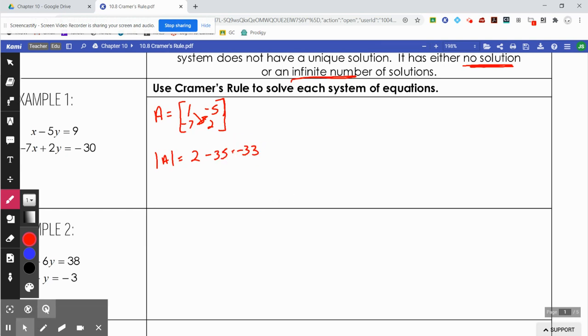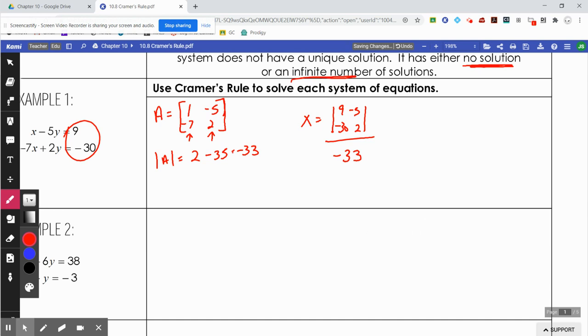That's your determinant. So now your x value, the solution, is going to equal the determinant on top of, okay, here's what you do. Once again, you take out the x column and you replace it with these two numbers, 9 and -30, and then these two stay the same, -5 and 2. And you've already done the bottom. The determinant of matrix A was -33. So the top is down minus up, 18 minus 150. 18 minus 150 is -132 over -33, which is 4. That's the value of x.